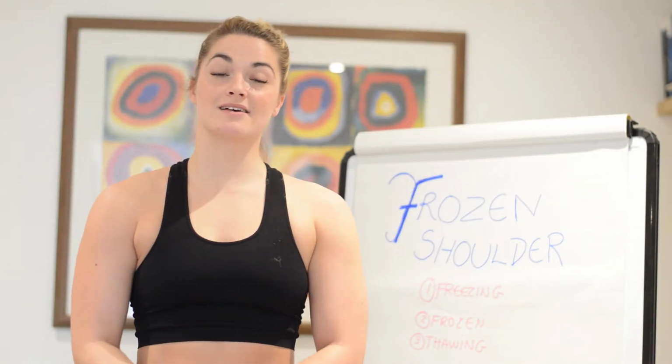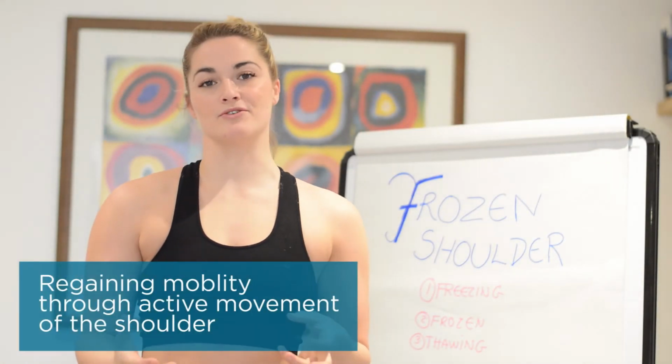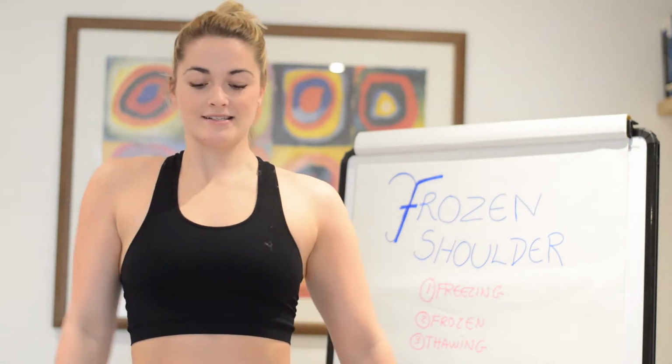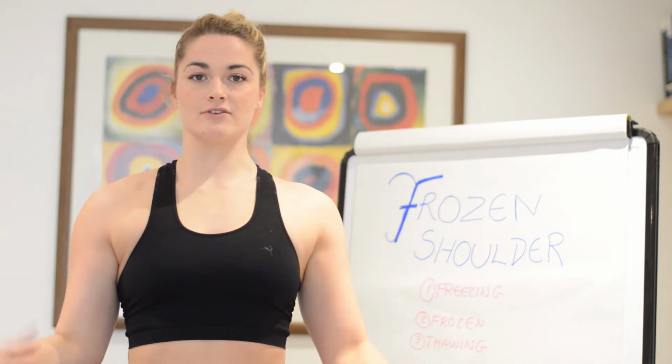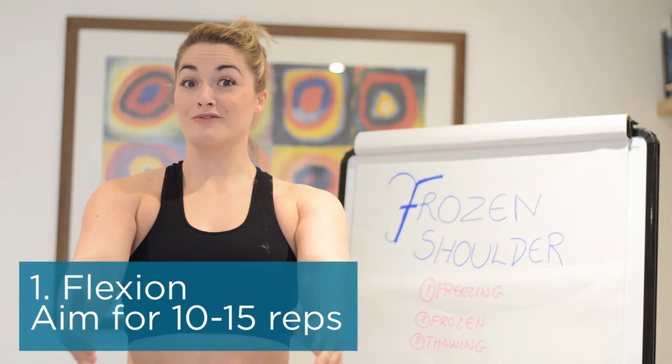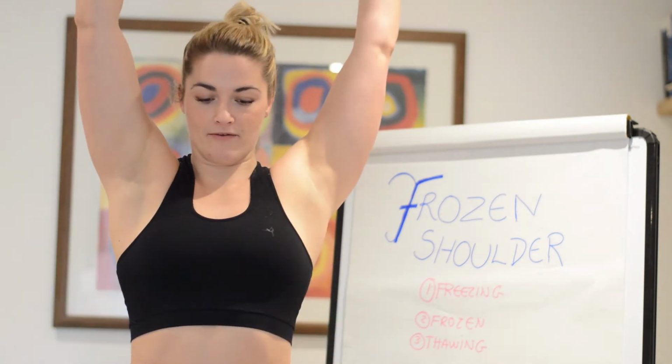So the first exercise we want to have a look at is regaining range of motion through the shoulder. So we want to take the shoulder through its natural range of motion. So initially, nice relaxation through the shoulders. We want to bring it up into flexion. So what we would want to look for, obviously in a full range, is right the way above the head.